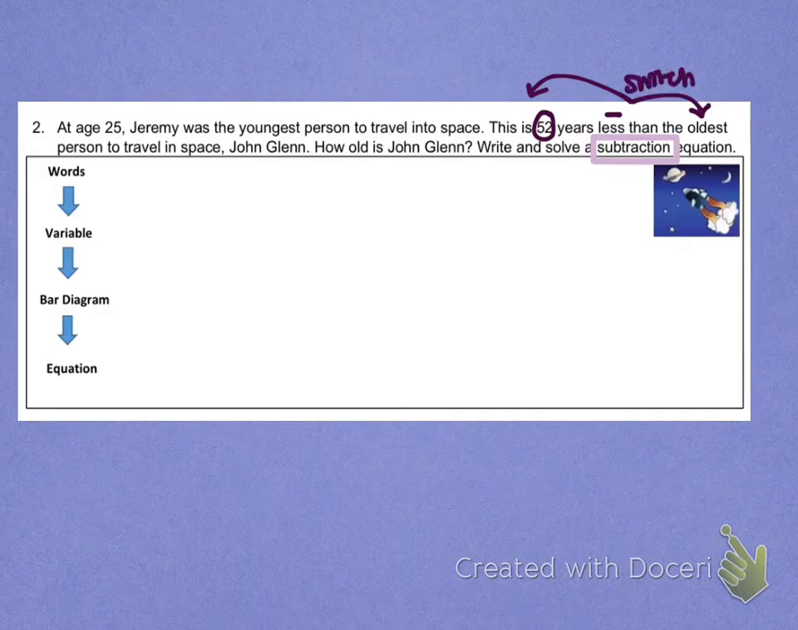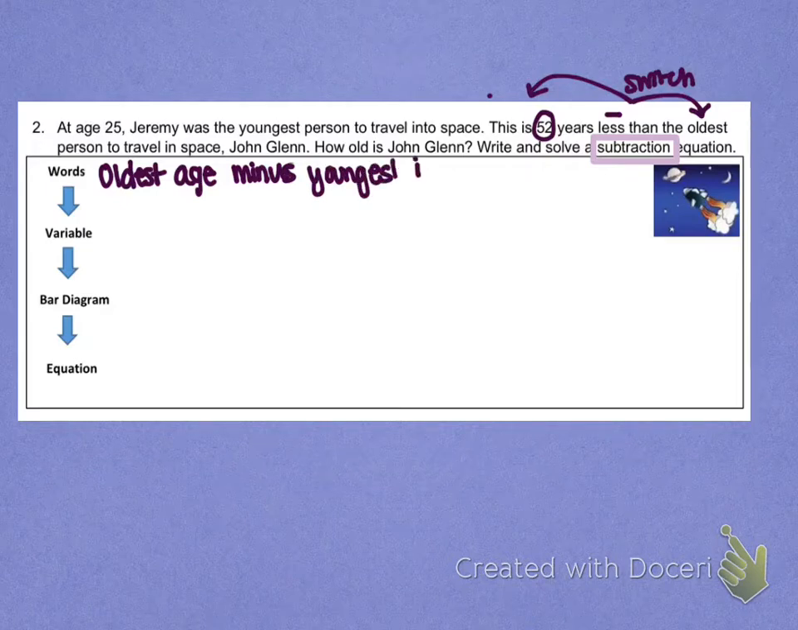The oldest person. So that means that if I'm writing this out, the oldest age minus 52. I'm sorry, minus the youngest is 52. Is that the equal sign?